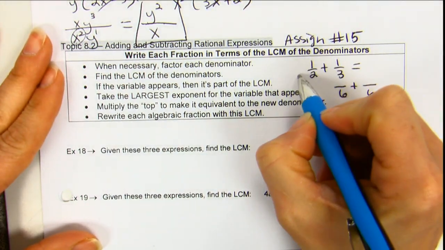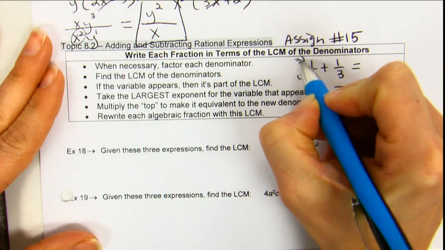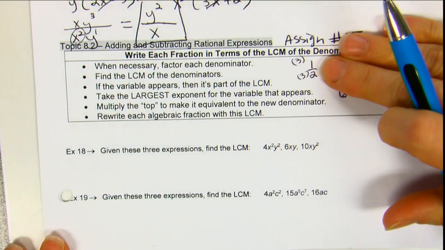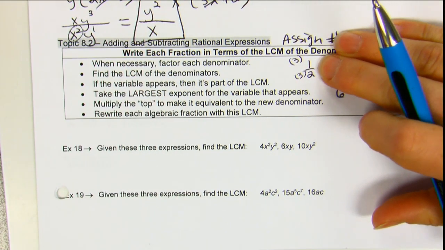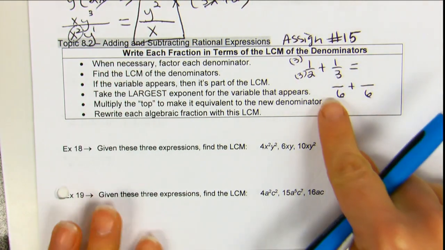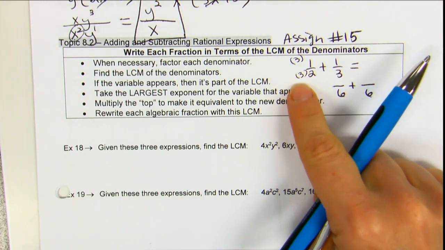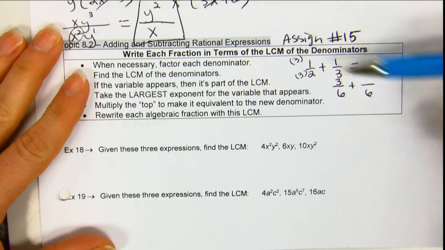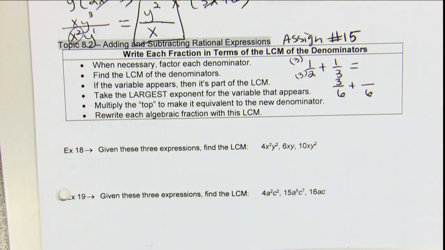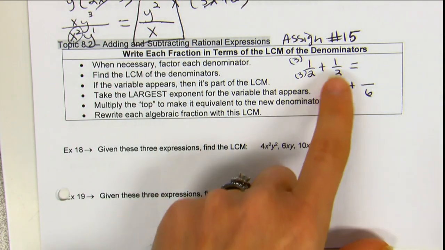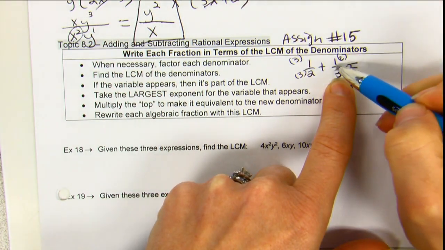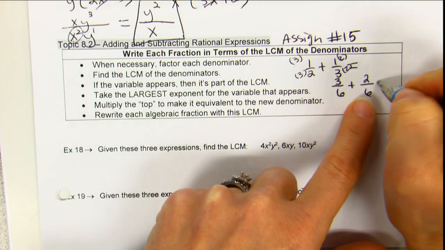When we do that, we would have to change the top. So we have to ask ourselves, what would I multiply that first fraction's denominator by to make the new denominator a 6? I'd have to multiply times 3, so I have to multiply the top times 3. So we're doing the opposite of reducing. We're making that bigger so that the denominator is a 6. Here, we would have to multiply 3 times 2, so we need to multiply the top times 2. 1 times 2 is 2.